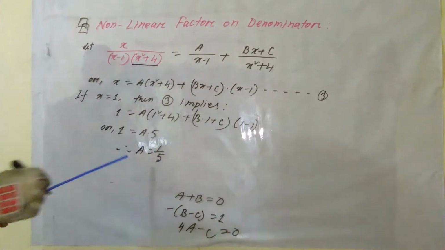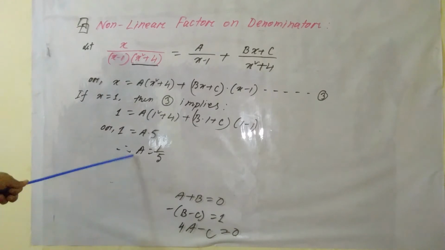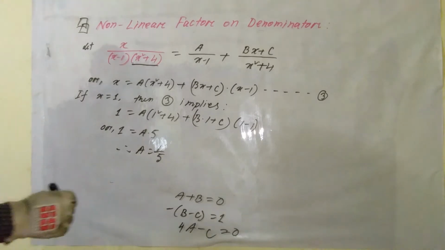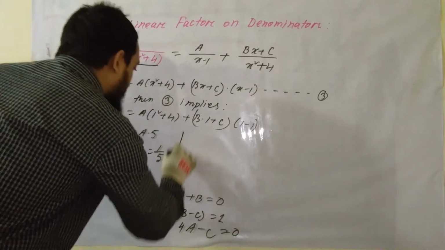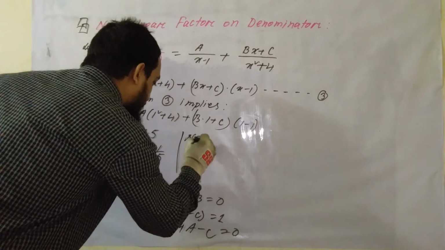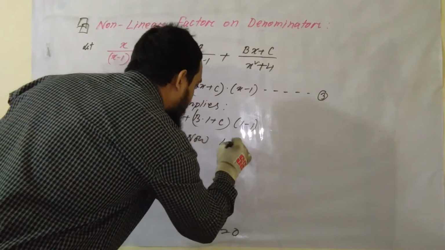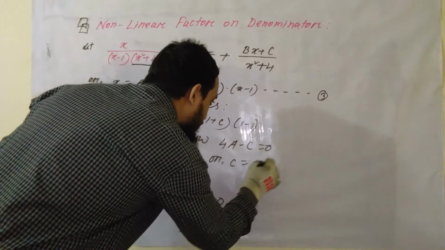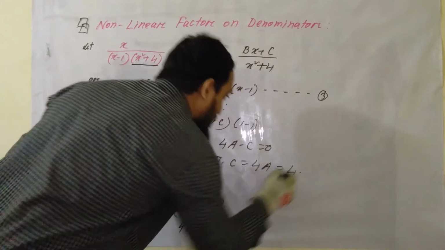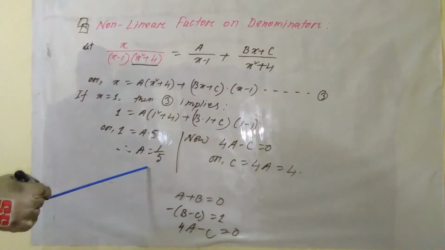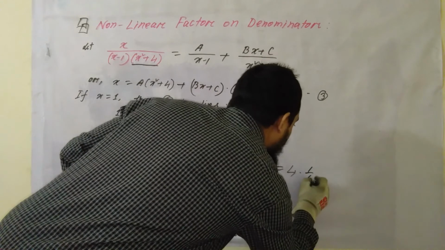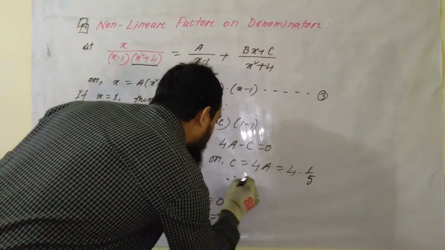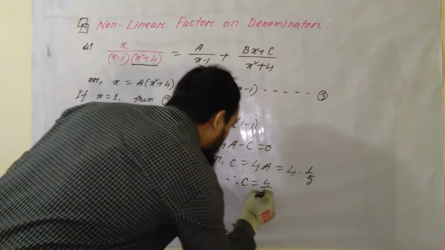What is the value of a? a is equal to 1 over 5. Now if we put the value of a into this equation, we get the value of c. Okay, let's see. Now 4a minus c is equal to 0, or c is equal to 4a, which is 4 into the value of a. The value of a is 1 by 5. Therefore c is equal to 4 divided by 5.